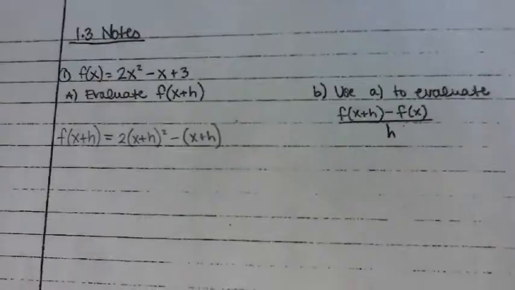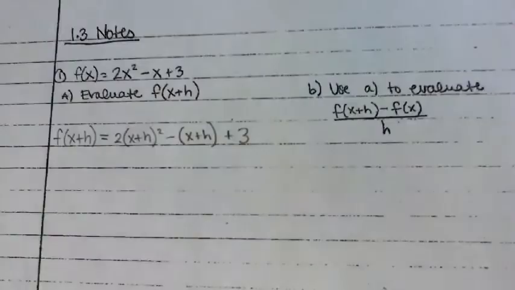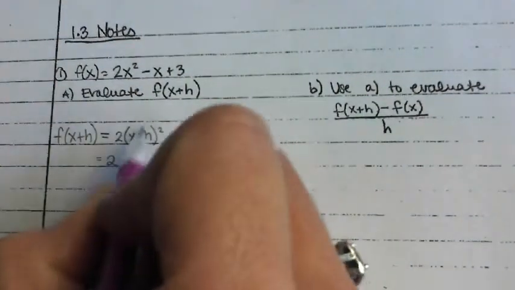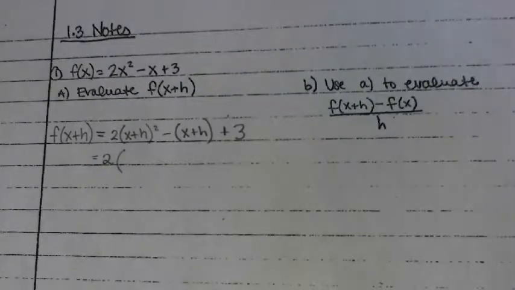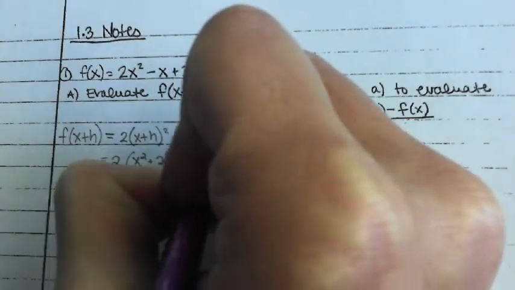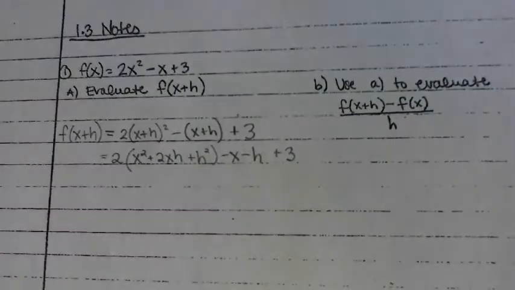minus x plus h. Now, always remember, if you're substituting in a polynomial with more than one term, you have to lock it up in parentheses so you distribute the negative. And then plus 3. And then we're just going to simplify this. So when I square out the binomial, and again, I have a 2 that ends up needing to be multiplied by all of this, so I need to keep this squared portion locked up in parentheses. It's going to give me x squared plus 2xh plus h squared. And now I can distribute the minus, so minus x minus h, and then plus the 3.